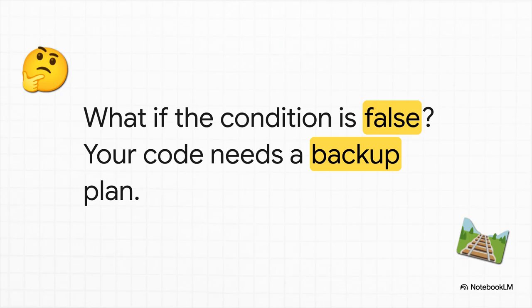But wait a minute, that brings up a pretty obvious question, right? What happens if the condition is, well, false? The code just skips right over that block. And that's not always what we want. For our code to be really smart, it needs a backup plan. It needs a plan B.